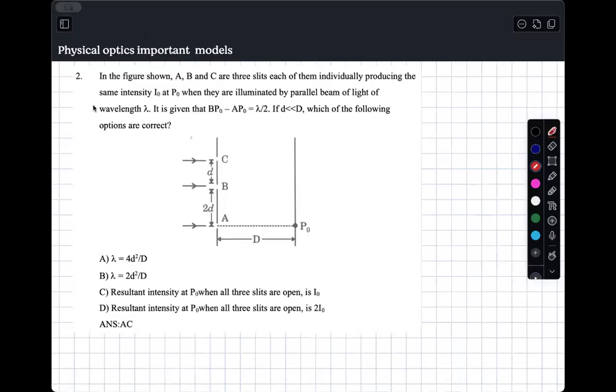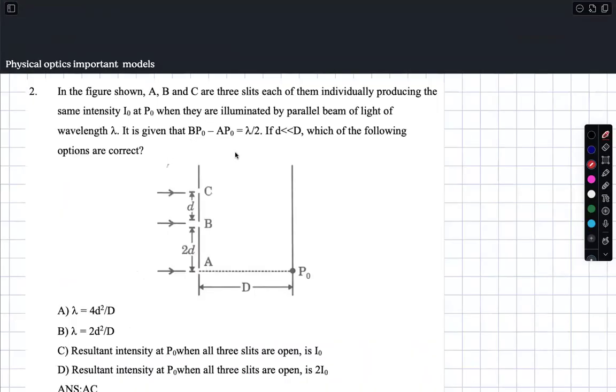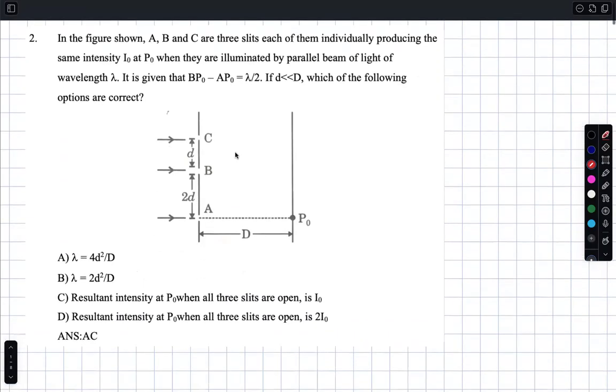See, irrespective of the slits, the fundamentals are still the same. That is the reason why I started discussing this question first. It's a three slit. Read the question carefully. In the figure shown, A, B, and C are three slits, each of them individually producing the same intensity I naught at P naught when they are illuminated by a parallel beam of light whose wavelength is lambda, and one piece of information is also given to you.